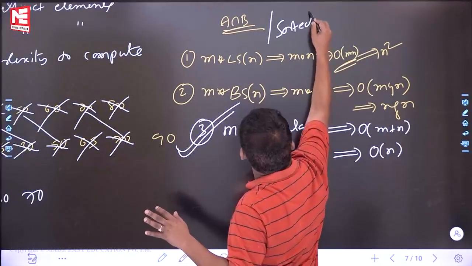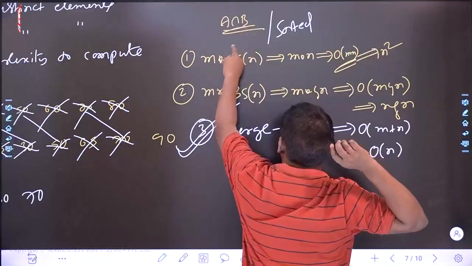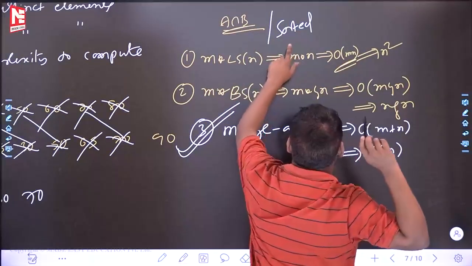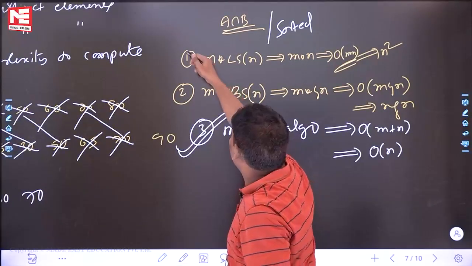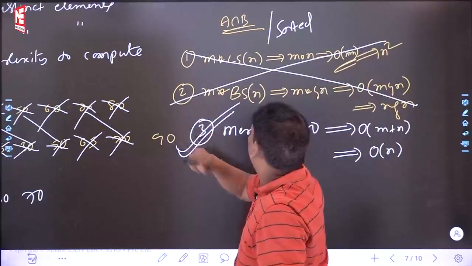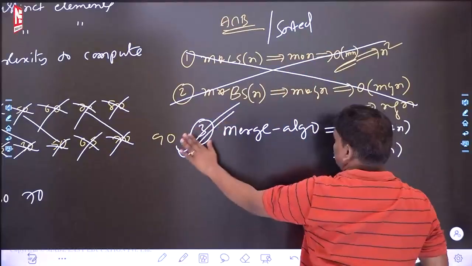Can you help me? Which is the best answer? I want to find out A intersection B in two given sorted arrays. Three algorithms are there. The best algorithm is this one, this is our goal. These two you can cancel. For sorted arrays, this is the answer.